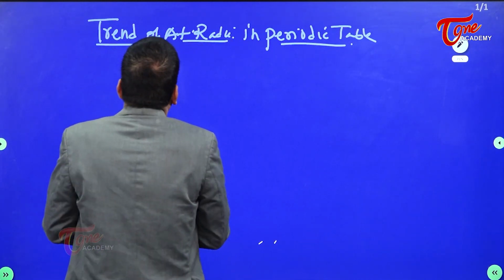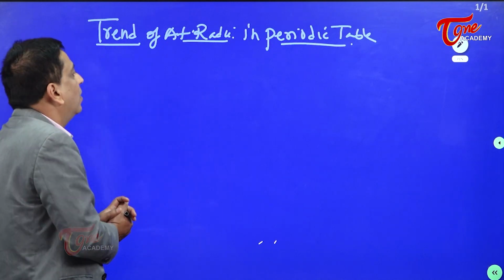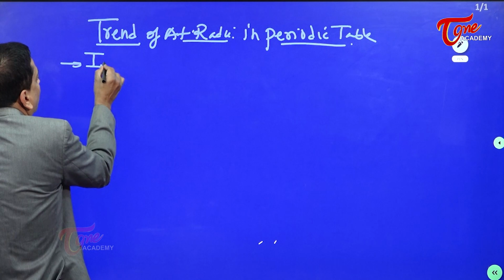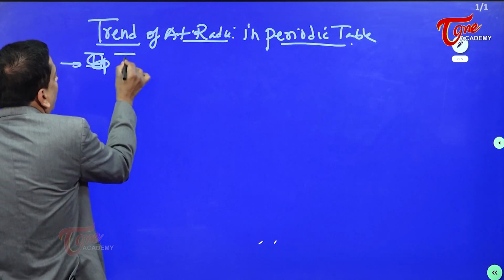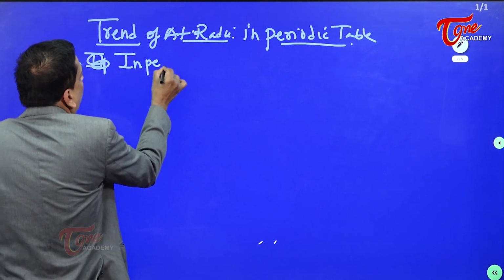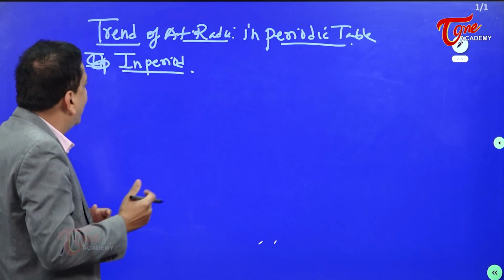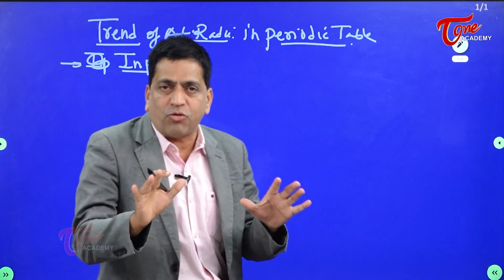Now first of all, what is the trend of atomic radii in the periodic table? Let us take the case of periods first. In periods, what is the trend and why? That is how we will get into the explanation. In periods, what is the trend first?